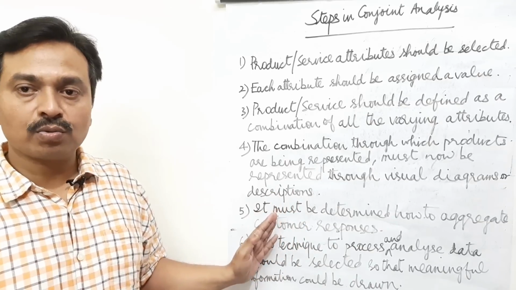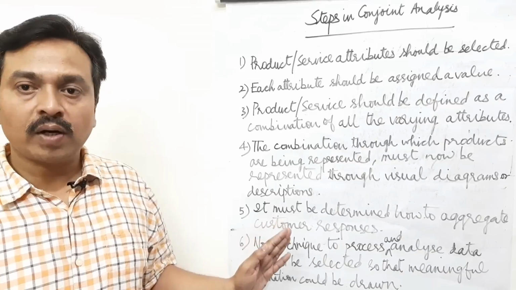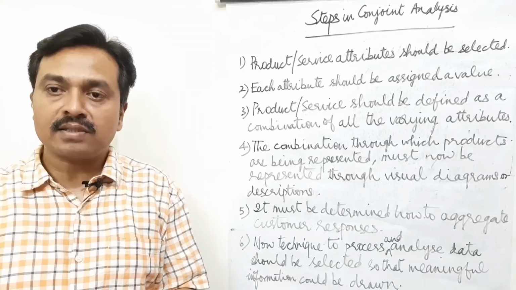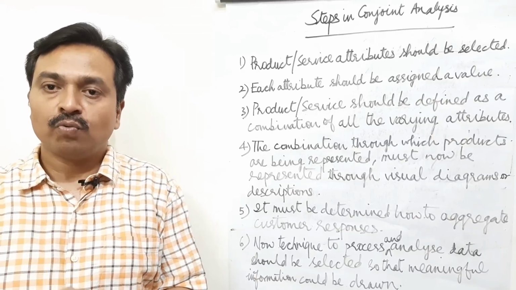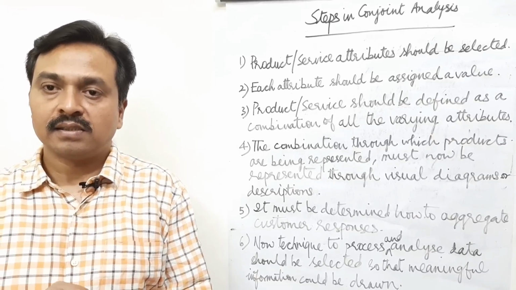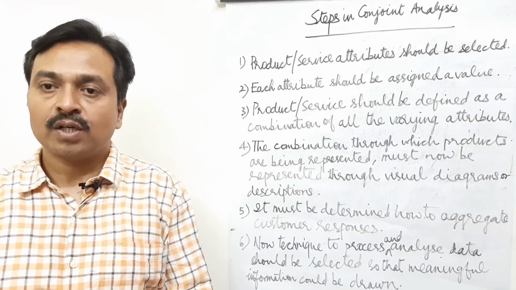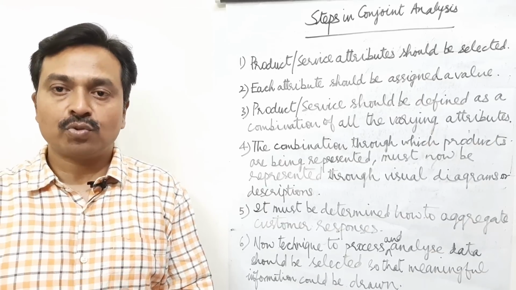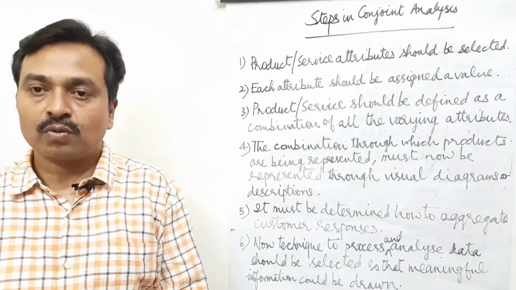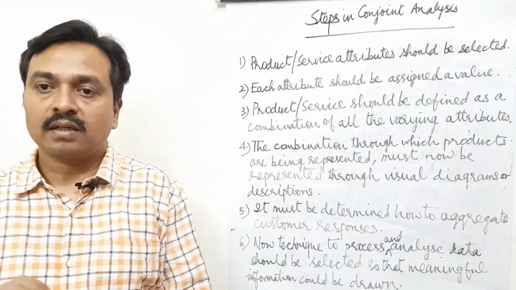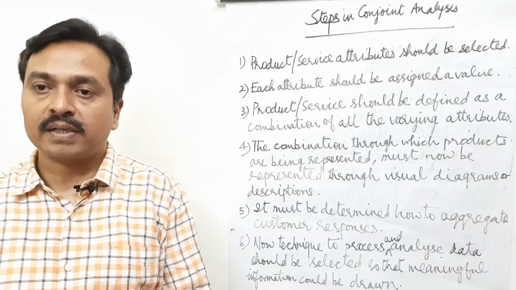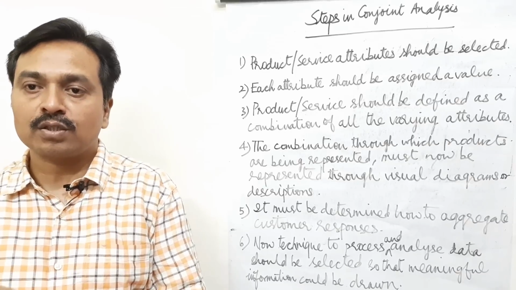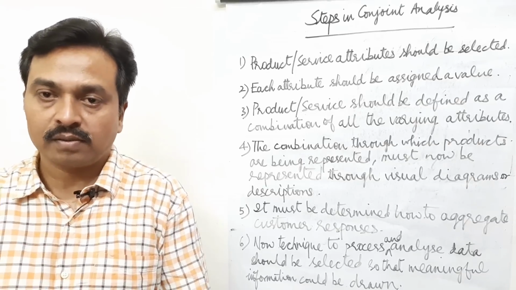Next, we come on to step number 5. It must be determined how the results and answers from the respondents will be aggregated. Decision makers are faced with 3 choices at this stage. Number 1, individual responses could be used. Next, the results could be aggregated to represent a single utility function, or the respondents could be divided into subgroups.